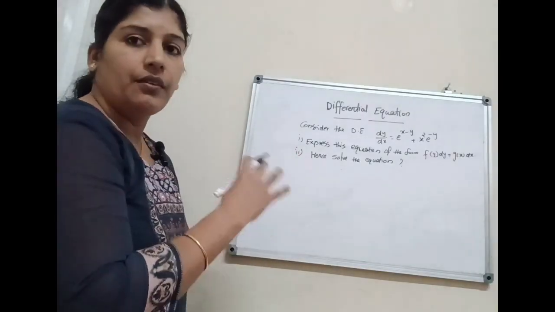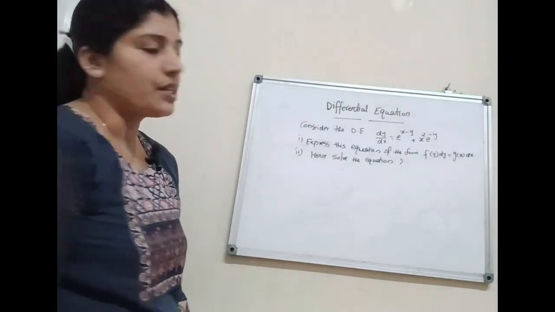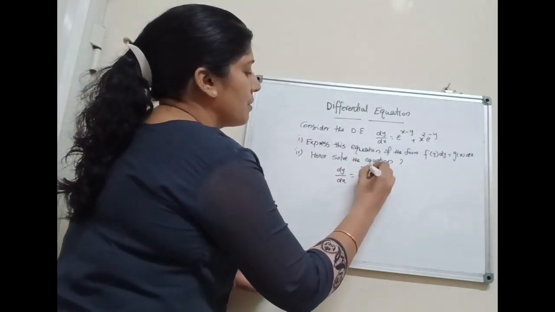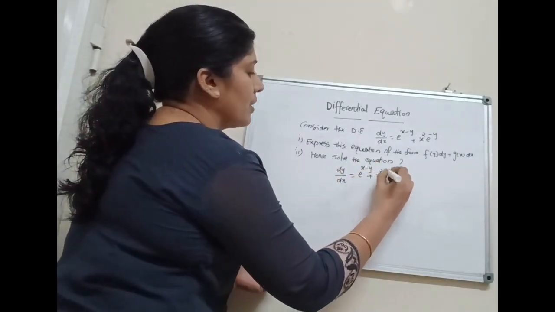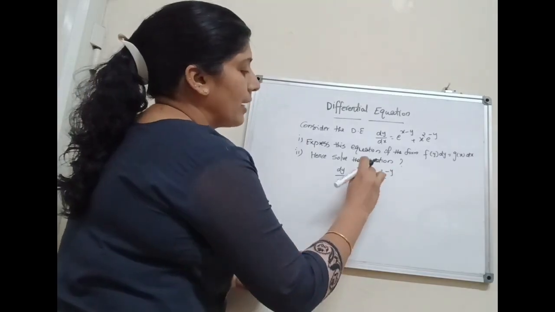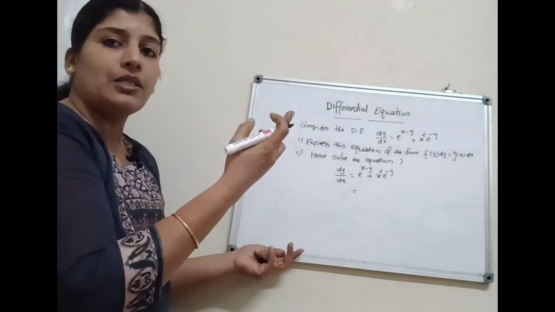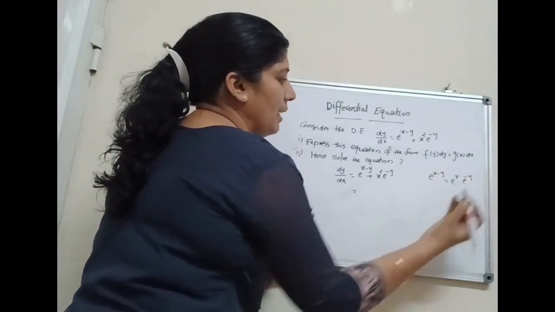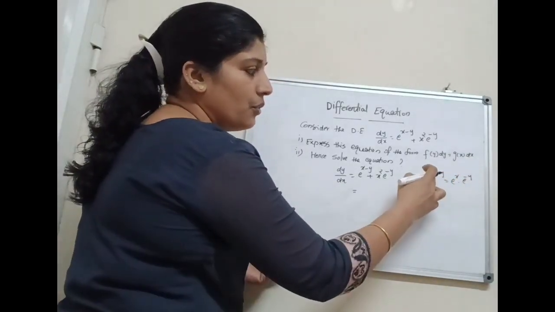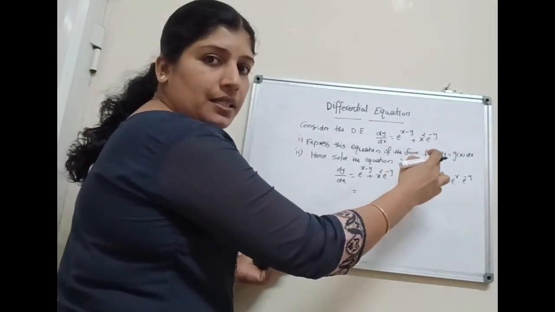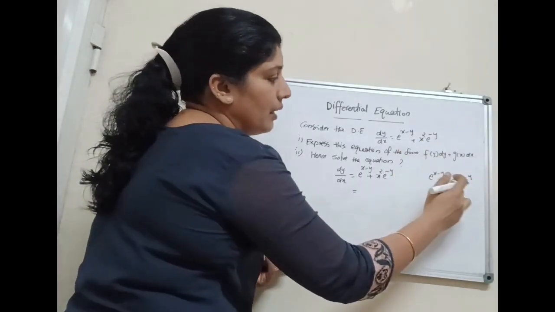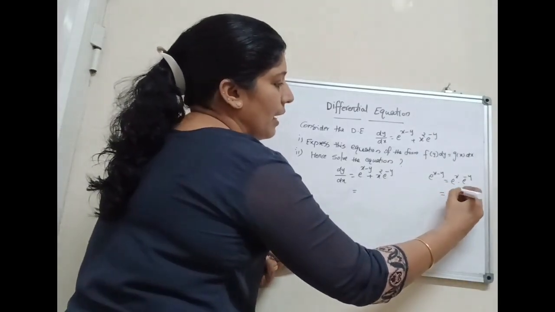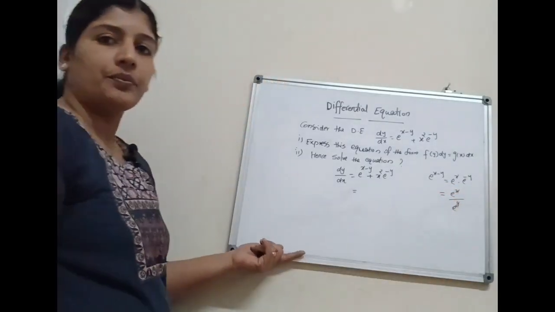Then next, we have to solve this differential equation. Given dy by dx equal to e raised to x minus y plus x square e raised to minus y. e raised to x minus y can be written as e raised to x into e raised to minus y. Since e raised to m plus n equals e raised to m into e raised to n, in the same manner e raised to x minus y equals e raised to x into e raised to minus y, which equals e raised to x divided by e raised to y.